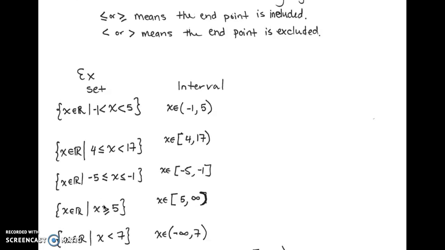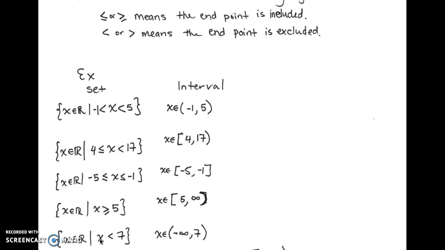When we have the greater than or equal to 5, then we're actually going from 5 to infinity. Right? Everything above 5. So we want to include the 5 because there's an equal sign there. So we put a square bracket around the 5. And infinity can never actually be included, so it always gets a round bracket.